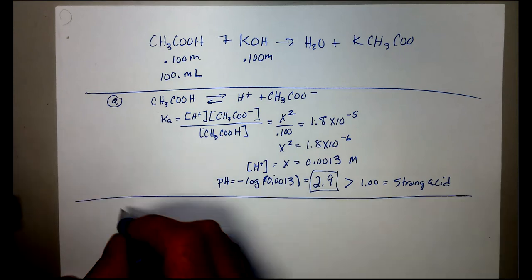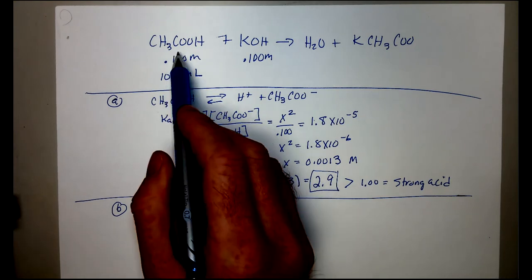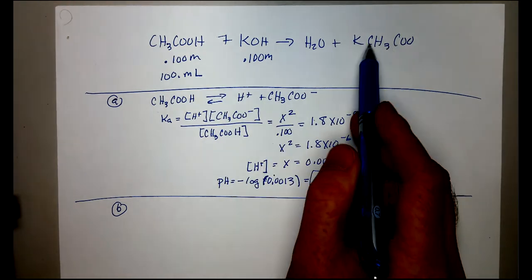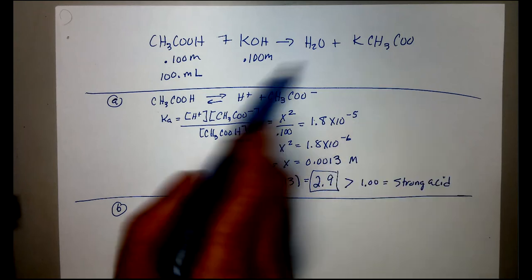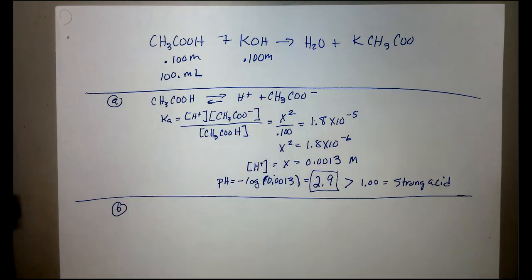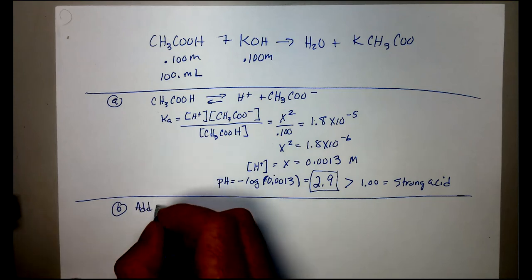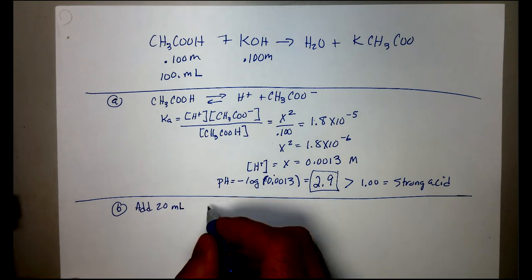Now part B is going to be a little bit more complicated because as I generate product in terms of the salt, I'm going to build in a concentration of my conjugate base to this weak acid. So somewhere in the middle, I'm likely to be in a situation where I've got a buffer. So looking at that, if I add 20 milliliters, how many moles are we going to have?